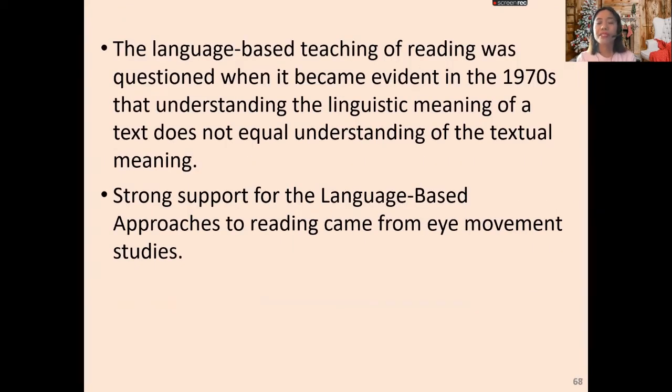The language-based teaching of reading was questioned when it became evident in the 1970s that understanding the linguistic meaning of a text does not equal understanding of the textual meaning. So the linguistic meaning of a text, according to the argument raised during the 1970s, does not equal understanding the textual meaning. Strong support for the language-based approaches to reading came from eye movement studies.